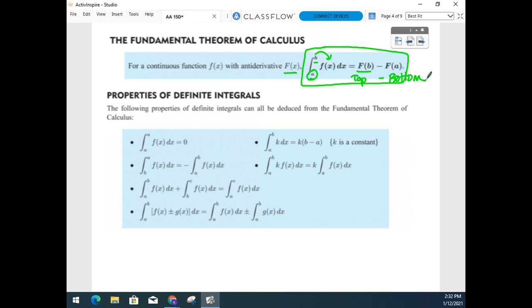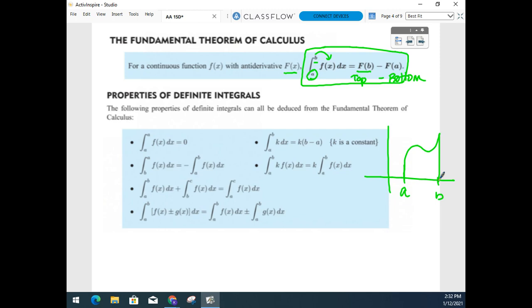One of the things that I think is helpful, and I really didn't give you a lot of space for this, and I need to adjust my note sheets for next year, is maybe on the top of the fundamental theorem of calculus, make a little graph. We're going to go from A to B and see if this helps a little bit.